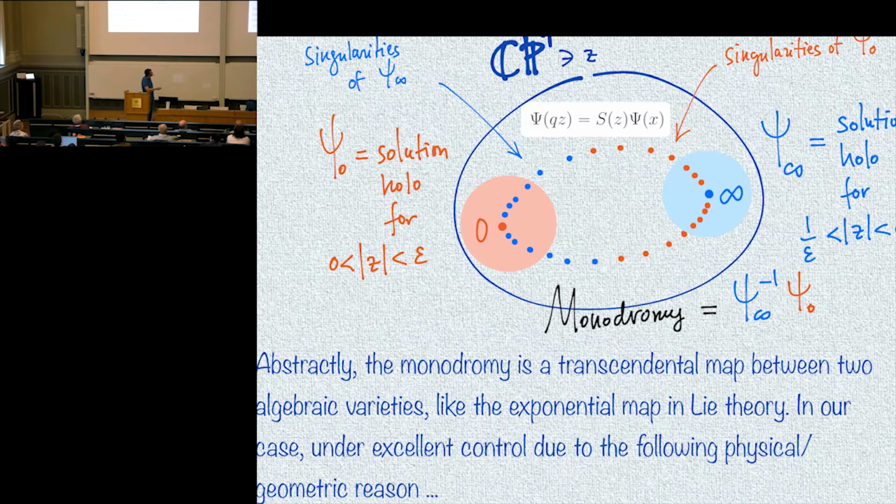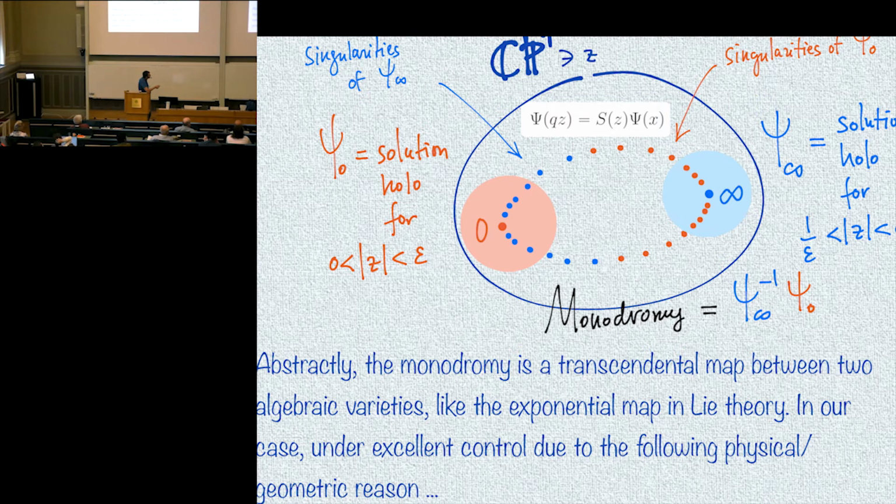And there's a picture to illustrate. This is CP1 in which my variable Z lies. I'm studying an equation of the form psi of QZ equals S of Z times psi of Z. Then there will be a solution which is holomorphic near 0, in some punctured neighborhood of 0. By virtue of the Q-difference equation, it extends to a meromorphic function with singularities which have to come from the singularities of the equation. They form geometric progressions that go off to infinity. These are the singularities of the solution near 0.